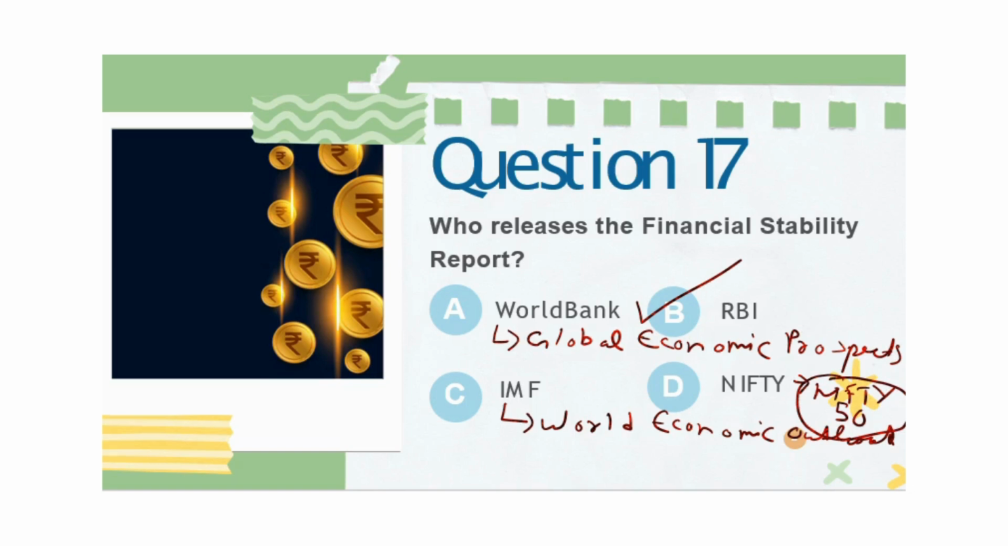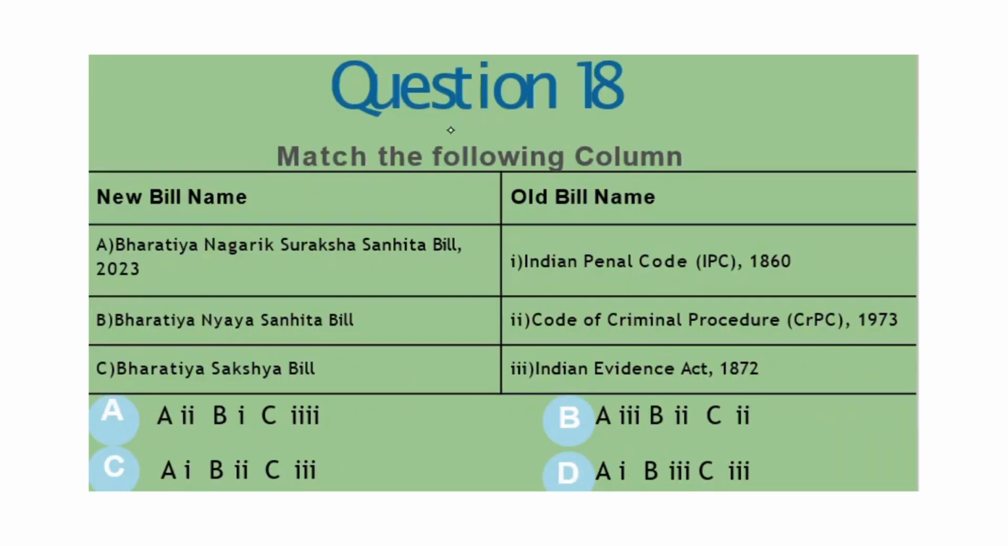Okay. So this kind of reports and indices, I'll be giving you a separate lecture on all the reports and indices because it is very important and constantly questions are coming from this segment. So let's move on to question number 18. In question number 18, we have the match the following column. On one side, we have the new bill name, and on the other side, we have the old bill name.